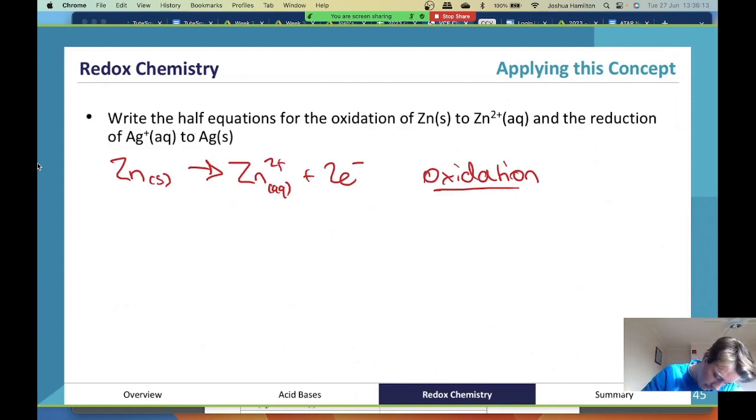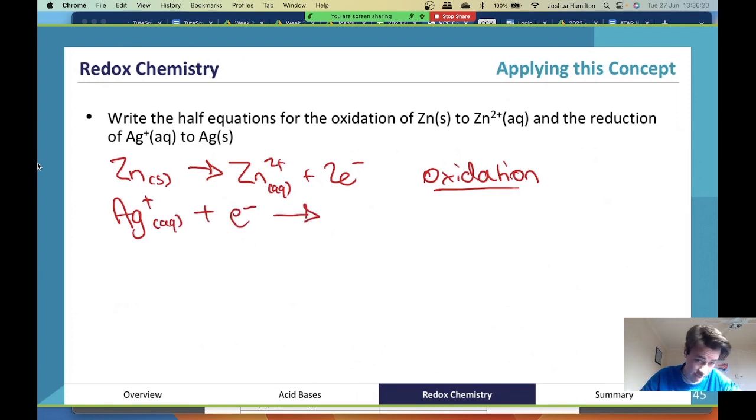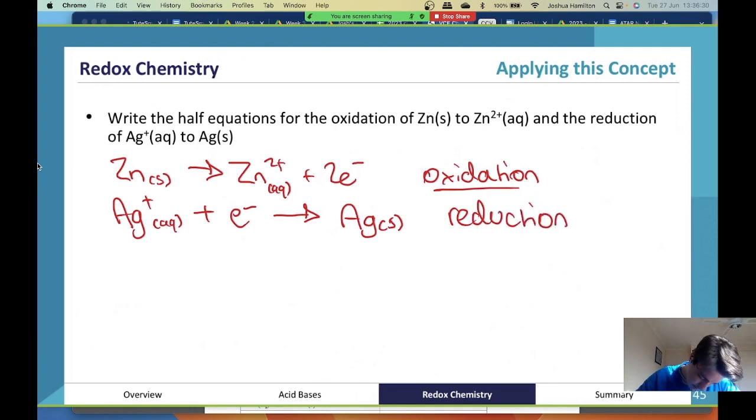So it goes Ag+ aqueous plus e- goes to Ag solid. Electrons don't have a state, really important, so don't put a state with them. The zinc one was oxidation, so this one is going to be reduction. It's really important you understand that you can use the electrochemical series to obtain this information. It may seem a little bit difficult at the start, but you can just go to the electrochemical series and most of the time your answer's there.